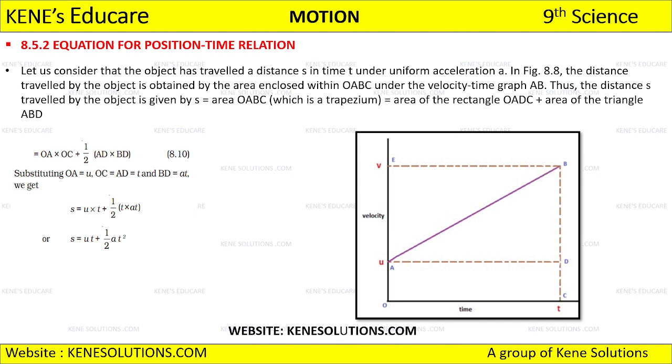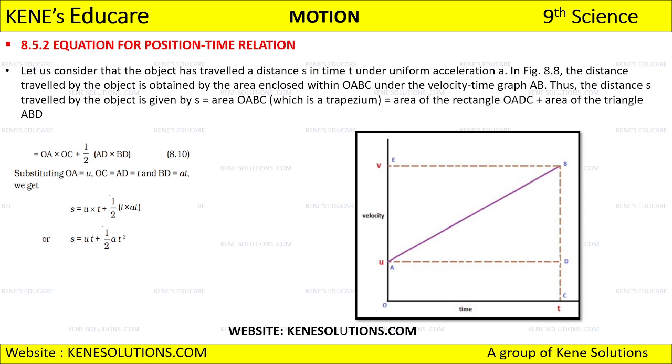Then we discussed the equation for position time relation, and for that we have the equation S is equal to ut plus half at square. This is the equation that we have for position time relation.